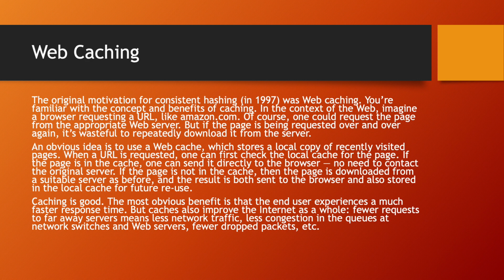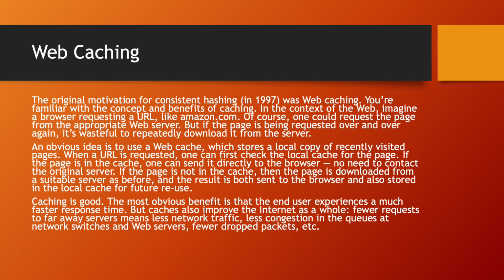Imagine a browser requesting a URL like Amazon.com. Of course, one could request the page from the appropriate web server, but if the page is being requested over and over again, it's wasteful to repeatedly download it from the server. An obvious idea is to use a web cache, which stores a local copy of the recently visited pages.